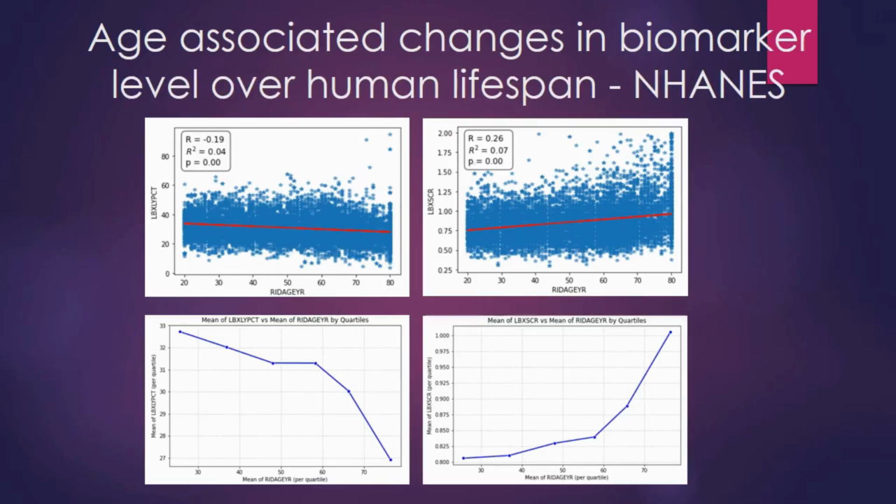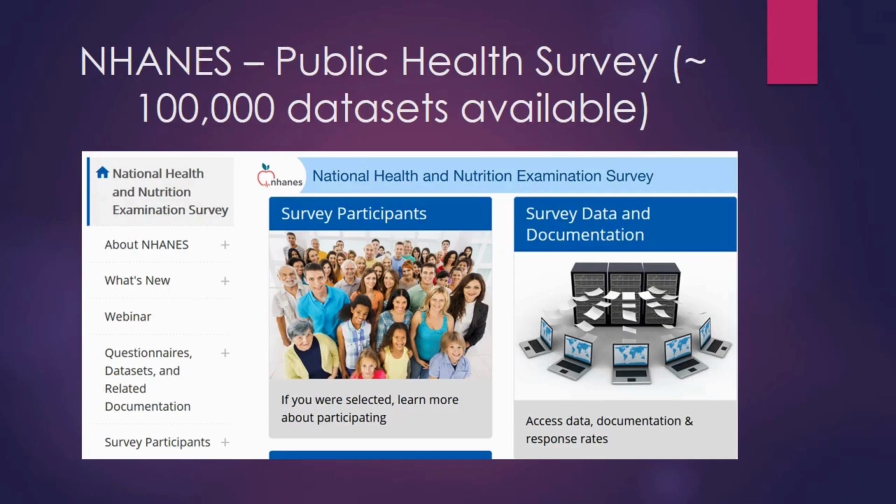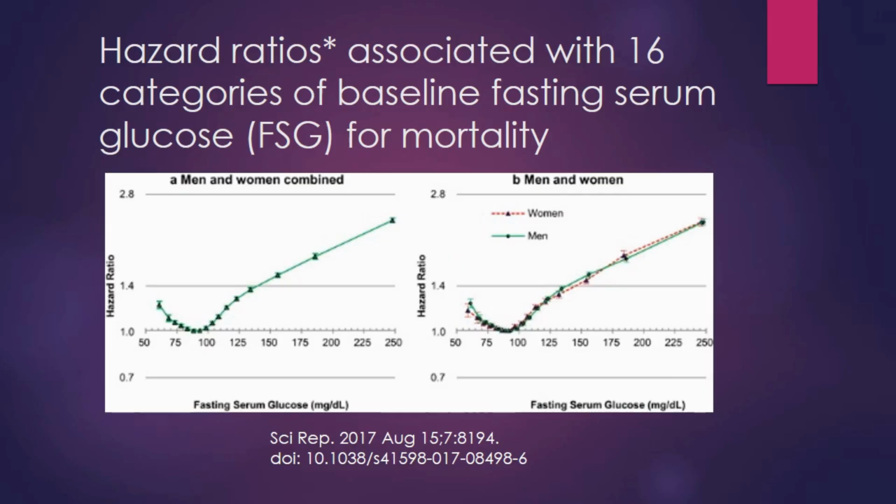Age-associated changes in biomarker level over the human lifespan. NHANES data. The slide provides further scatter plots demonstrating how markers like lymphocyte percent and serum creatinine level correlate with chronological age and shows the findings can be easily reproduced using a massive public dataset. NHANES Public Health Survey. The slide introduces the CDC's National Health and Nutrition Examination Survey, the primary source of the roughly 100,000 data used for the analysis.